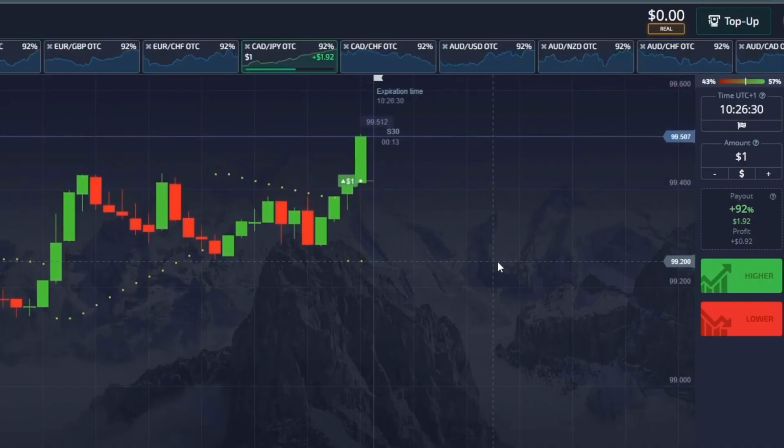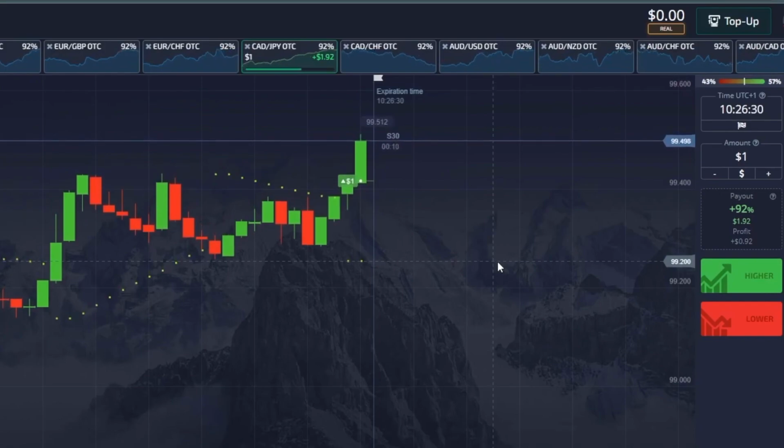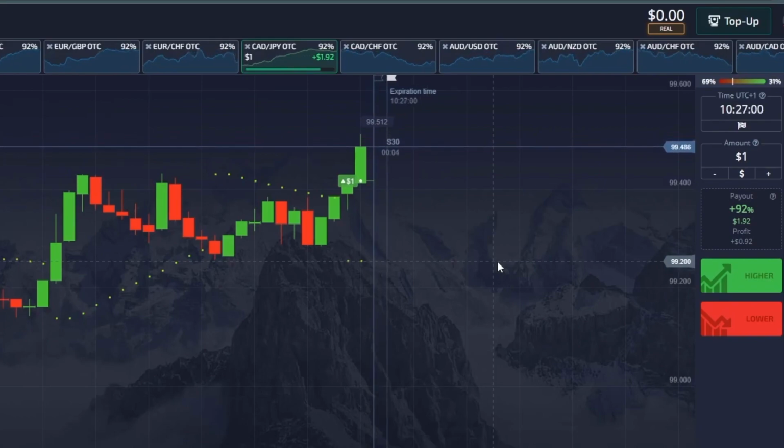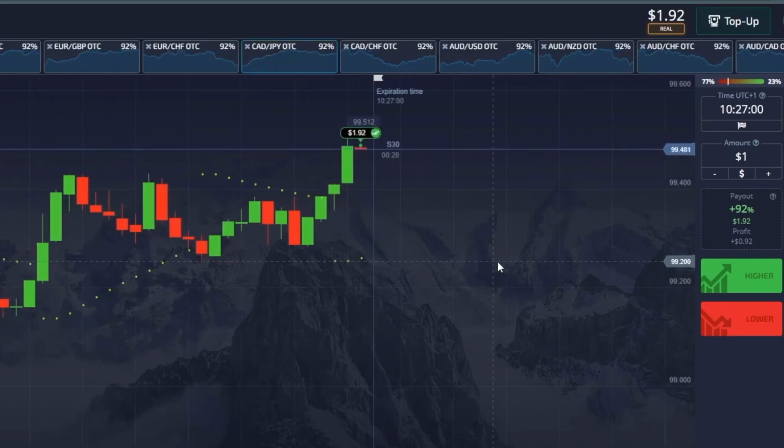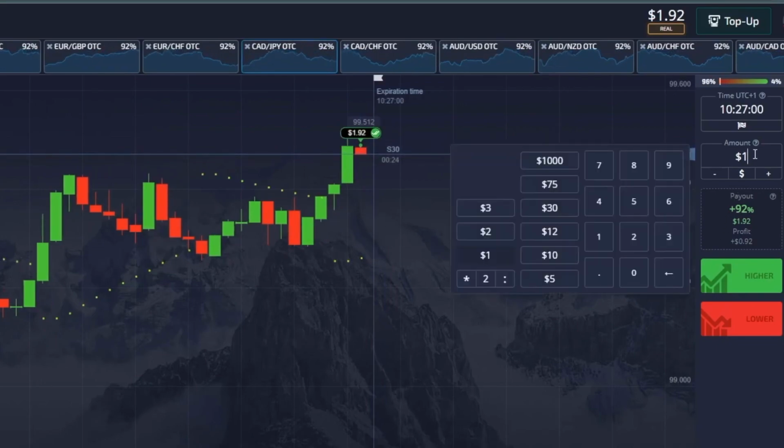It's completely free. So let's see if this trade comes in. Now, if this trade comes in, we're going to take all the winnings and put it on the next trade. So this is looking pretty good. Doesn't look like it's going to lose, and it's got $1.92 now. So we're going to take the $1.92 and put that on the next trade.